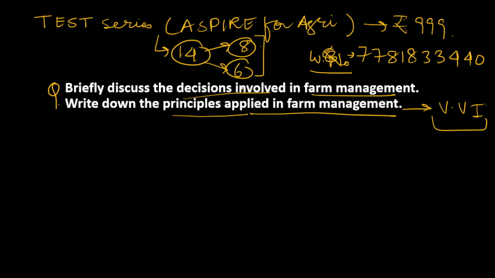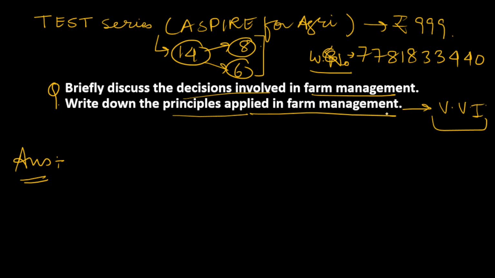And the first part, decisions involved in farm management, is quite an easy one because we all know what decisions we take in the farm. So let's see how we can approach the answer. We all know that farm management is very important for a farmer, and especially nowadays we are focusing on doubling farmers' income. So a good farm management can help us to double the farmers' income, and other things we all know about farm management.